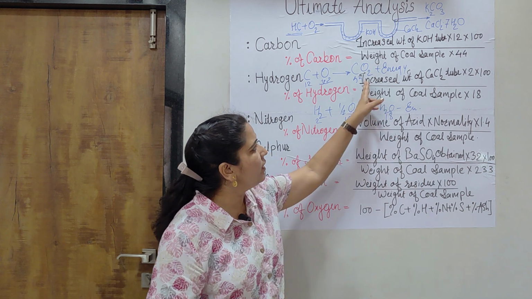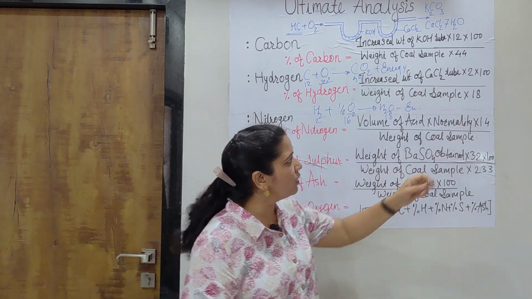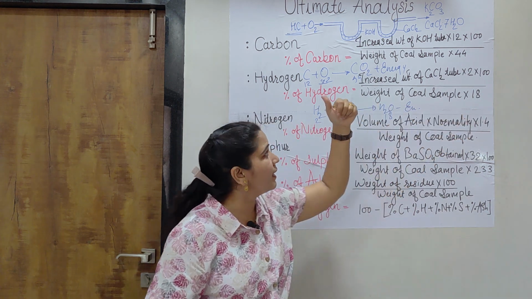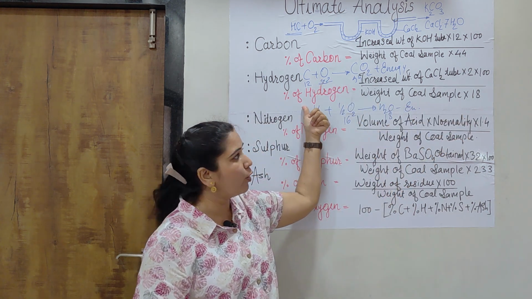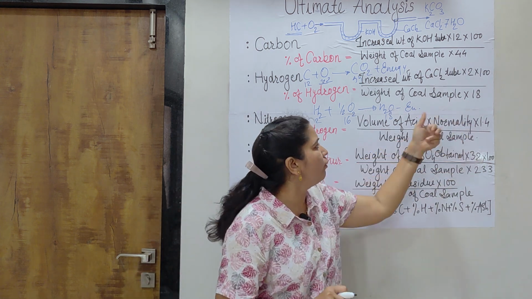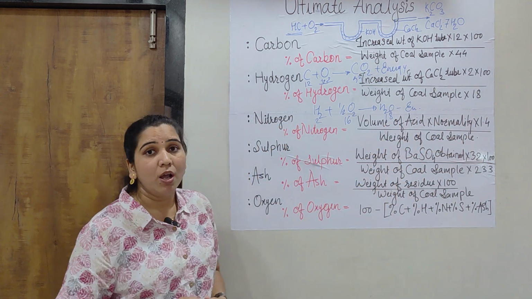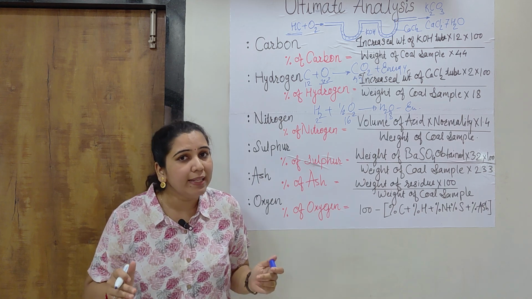So we can calculate here the increased weight of the CaCl2 tube into 2, that is the molecular weight of hydrogen, into 100, because we are calculating percentage here, percentage of hydrogen, upon the total weight of the coal sample into 18, which is the molecular weight of water. So in this way we can easily calculate the percentage of carbon and hydrogen. I hope that you guys are getting these points.